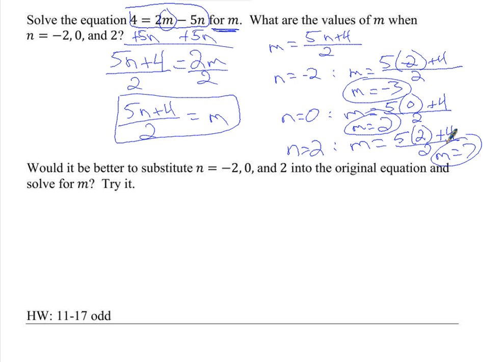Okay? Notice how nice it was. Once we solved the equation for m, all I had to do then was substitute, and then I could just solve these in my head. Down here it says, would it be better to just substitute n equals those values into the original equation? So 4 equals the original equation, 2m minus 5n. Now I want to substitute those values directly in without solving for m first. Is this going to be easier?